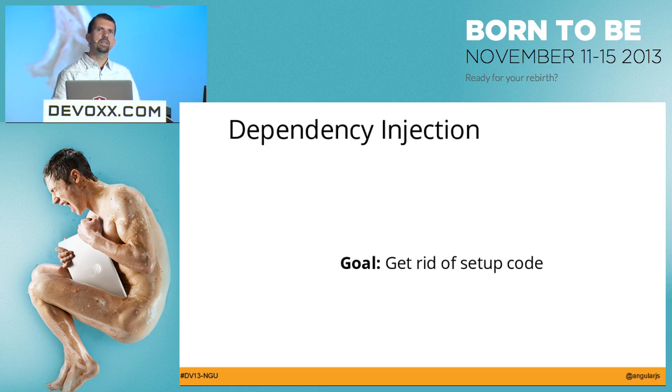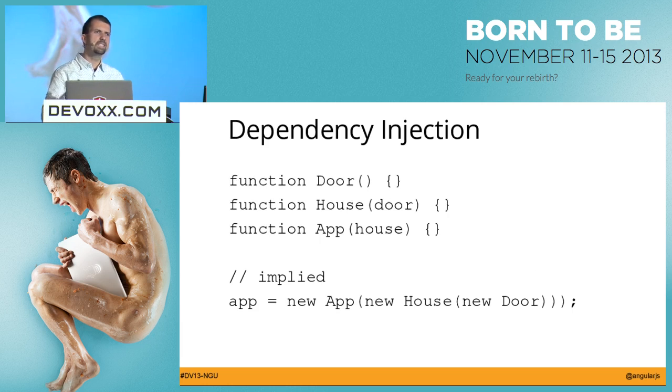And just like HTML became a declarative way of expressing your intent, with dependency injection, what it allows you to do is declaratively describe your dependencies. You can declaratively say, this is what I need to get my job done. So now imagine you have an application. The application has a house and a door. To instantiate this, you simply say new app, new house, new door.